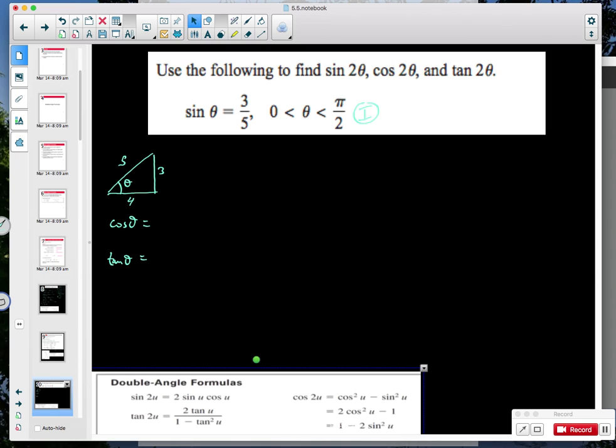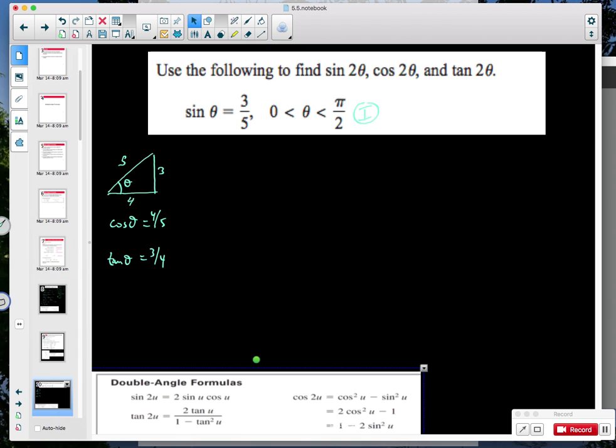So Amr, what is cosine of theta in this situation? 4 over 5. Perfect. This is adjacent over hypotenuse. We've got 2. What is tangent of theta? What is the acronym that we use for tangent? Oh, sorry. 3 over 4. Excellent. So it's opposite over adjacent. So it's 3 over 4.